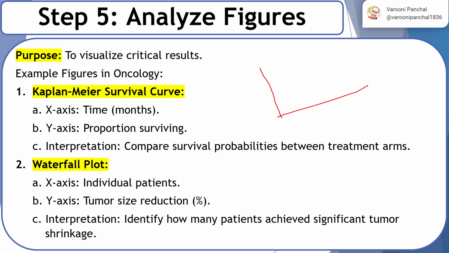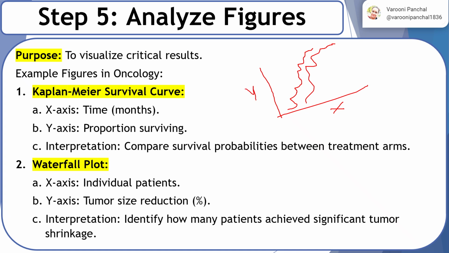The interpretation here is to compare survival probabilities between treatment arms, right? Whenever you see such survival graphs, you are looking at the chances of that patient surviving. So you will see a Kaplan-Meier curve like this. Here this is my x-axis, which relates to time, and this is my proportion of surviving.